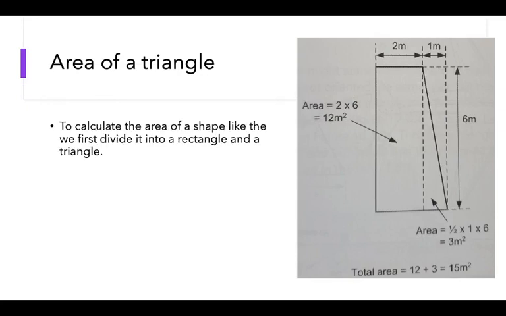To calculate the area of a shape like this one, we first divide it into a rectangle and a triangle. So the area of this rectangle is 2 metres by 6 metres, which gives us 12 metres squared.